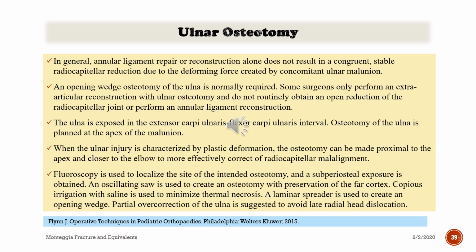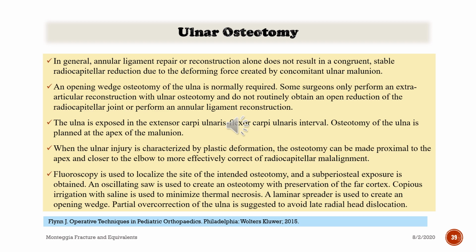The ulna is exposed in the extensor carpi ulnaris flexor carpi ulnaris interval. Osteotomy of the ulna is planned at the apex of the malunion. When the ulnar injury is characterized by plastic deformation, the osteotomy can be made proximal to the apex and closer to the elbow to more effectively correct radiocapitellar malalignment.